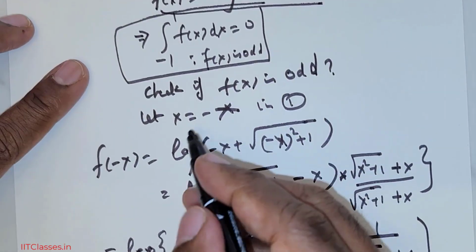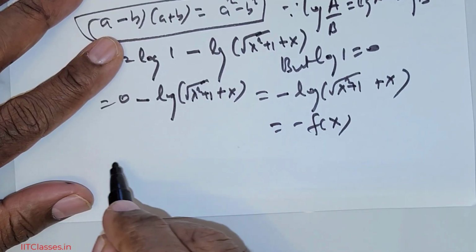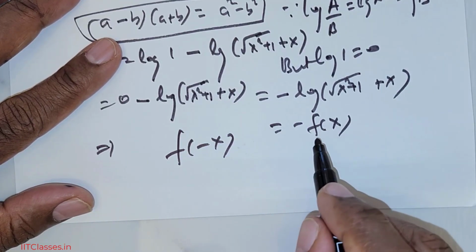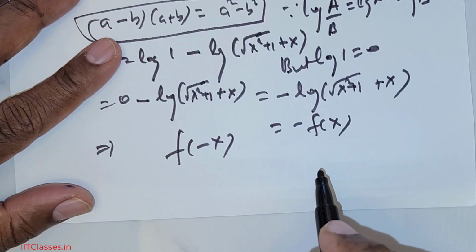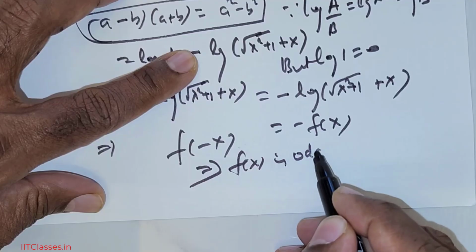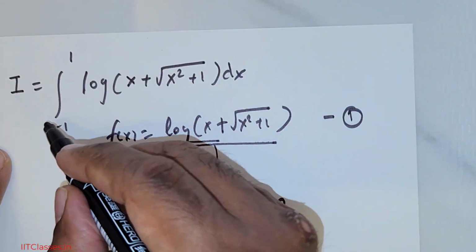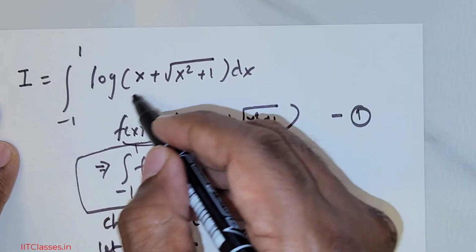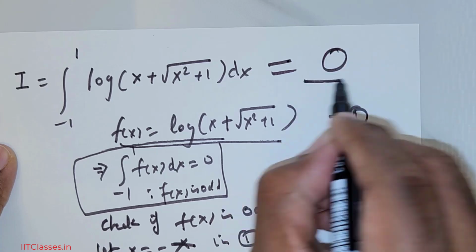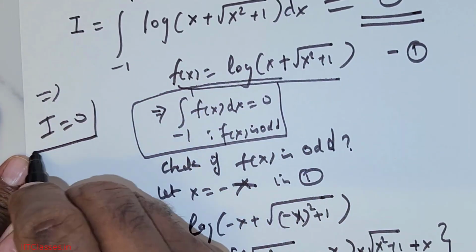But what did we do here? We started with f of negative x. So what is the meaning of this? This means f of negative x is equal to negative f of x. So what is the conclusion? This means f of x is odd. So what does that mean? That means the integral from negative 1 to 1 of log of (x + root of x squared + 1) dx is equal to 0. So you can write that. This means I is equal to 0 and you can box the result.